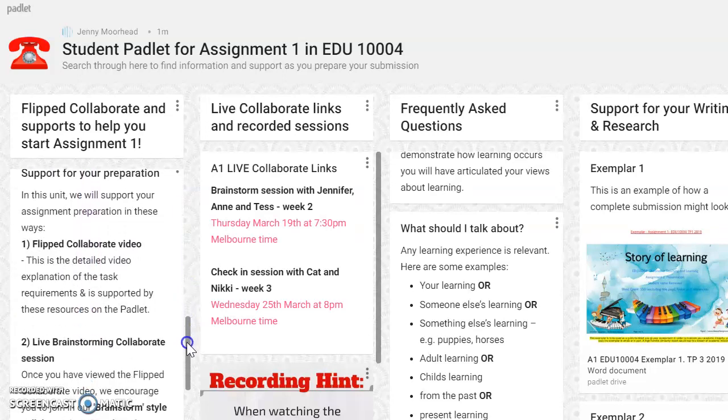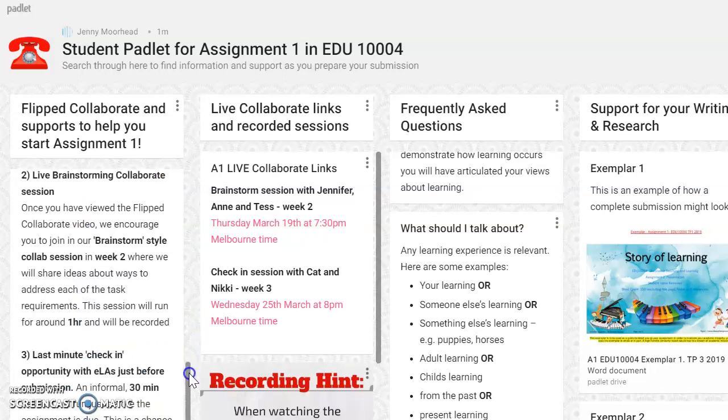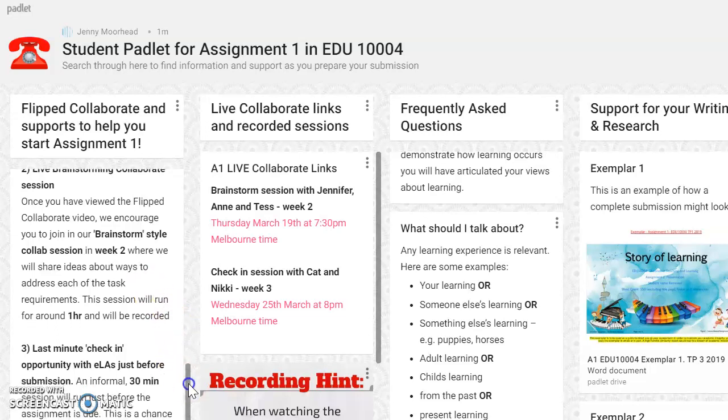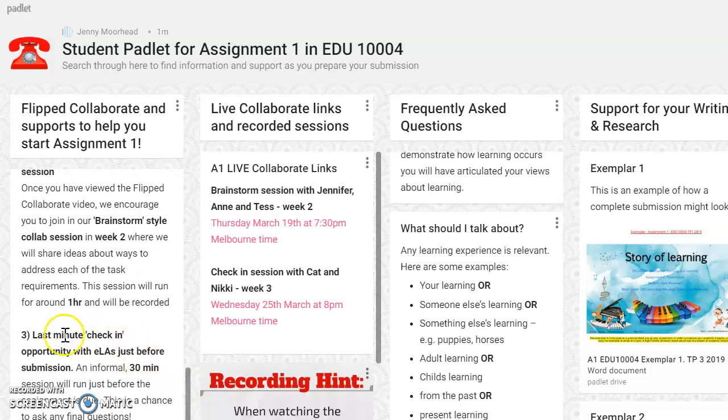So let's talk about the support that we're going to give you. You're listening to the flipped collaborate right now. In week 2 we're going to have a live brainstorming session. Come along, and this is an hour session. It will be recorded if you're unable to attend, and it will give you lots of opportunities to jump in and do some brainstorming with our ELAs. And then just before our assignment's due, just a few days beforehand, there's a last minute check-in. There'll be an open mic. You can turn up and ask any specific questions you have just before submission.